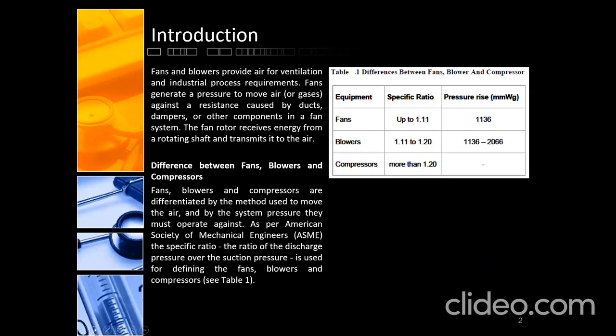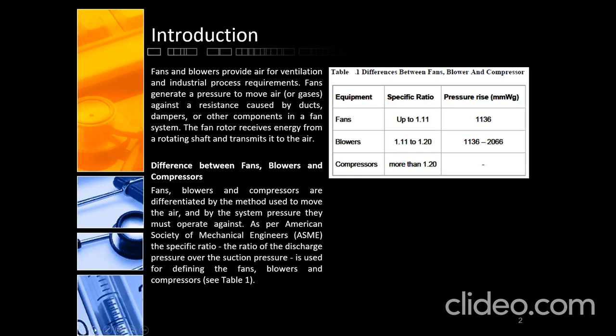Introduction. Fans and blowers provide air for ventilation and industrial process requirements. Fans generate a pressure to move air or gases against a resistance caused by ducts, dampers, or other components in a fan system. The fan rotor receives energy from a rotating shaft and transmits it to the air.